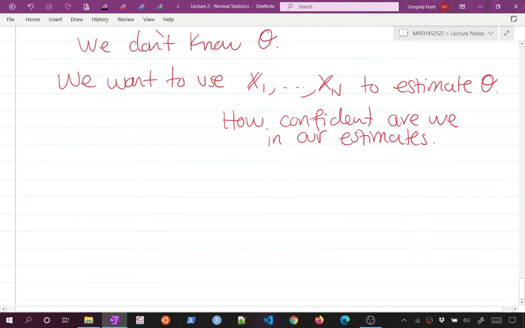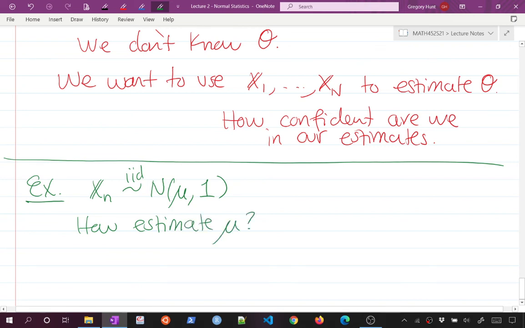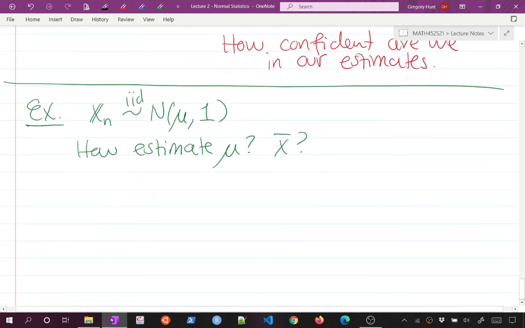So, for example, maybe I have data that comes from a normal distribution. Maybe I know that the variance is 1. How do we estimate mu? X bar? That seems like a good estimate. What are the properties of X bar? Well, we know something about its distribution. We know something about it's independent of S squared. But what if I have some more general problem?